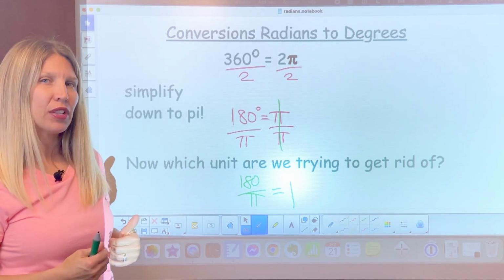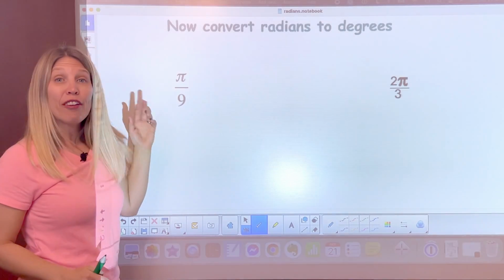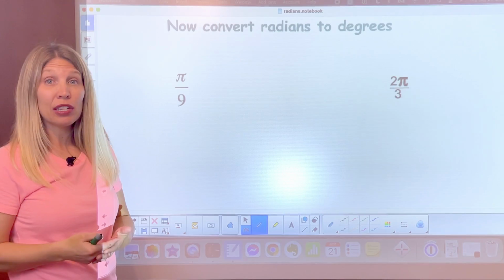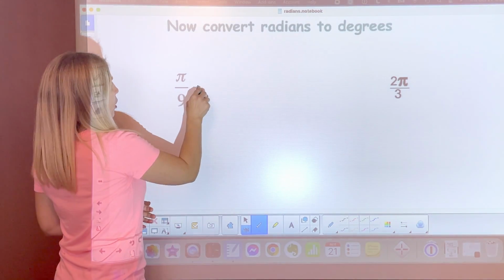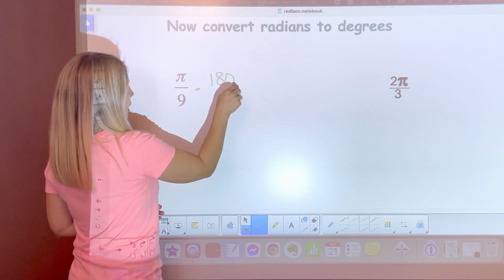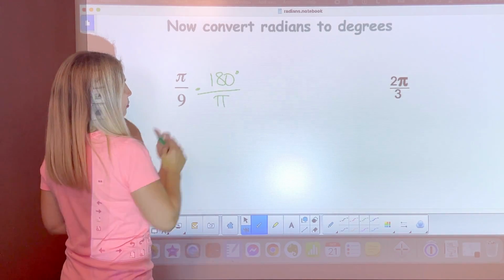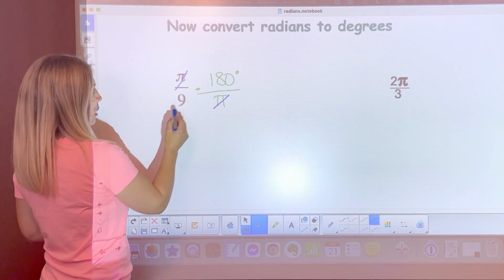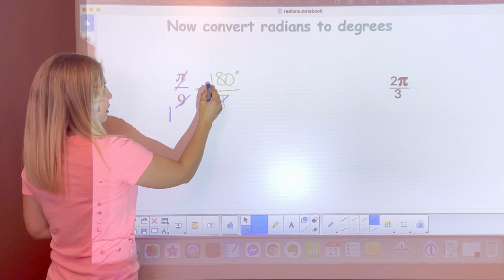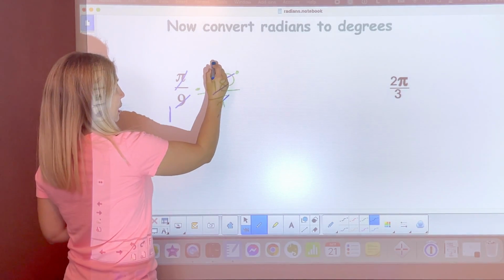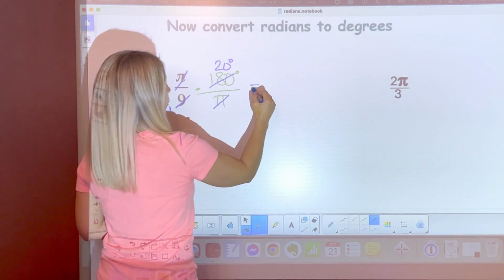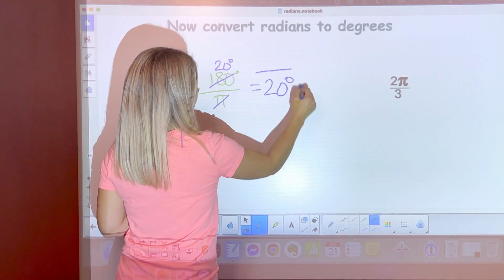So let's do a couple of examples real quick. Now we have pi over 9, and to get that into degrees, we're going to multiply by 180 degrees over pi. So our pi's cancel out. 9 goes into 9 once. 9 goes into 180 20 times. So our answer is 20 degrees.